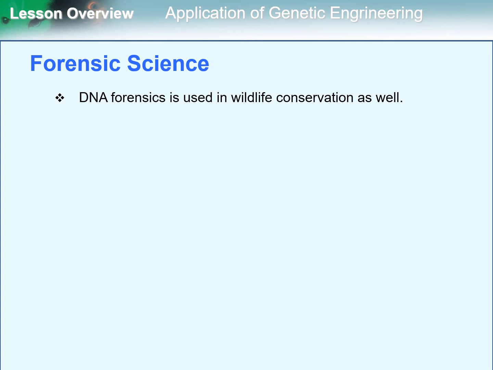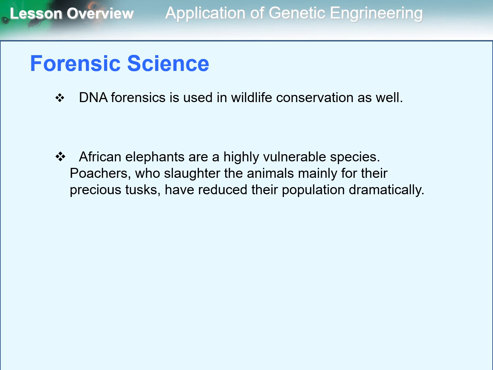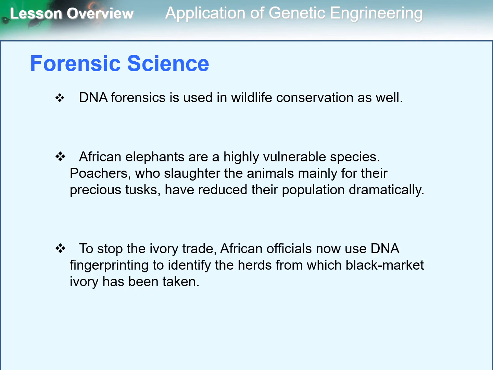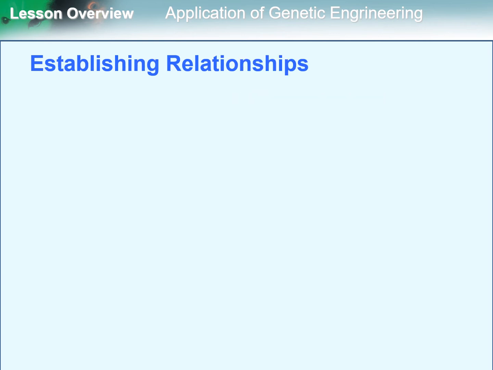DNA forensics is used in wildlife conservation as well. Like in African elephants, they are highly vulnerable species. Poachers who slaughter the animals mainly for their precious tusks have reduced their population dramatically. So to stop the ivory trade, African officials now use DNA fingerprinting to identify the herds from which black market ivory has been taken. Now, how do we identify our family relationships?